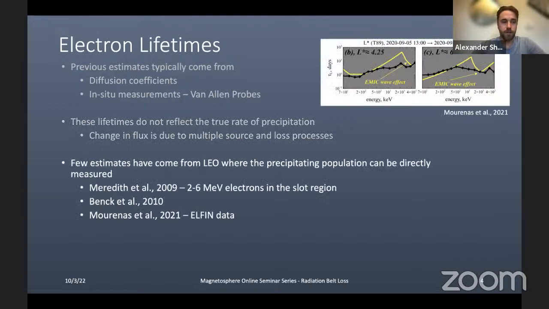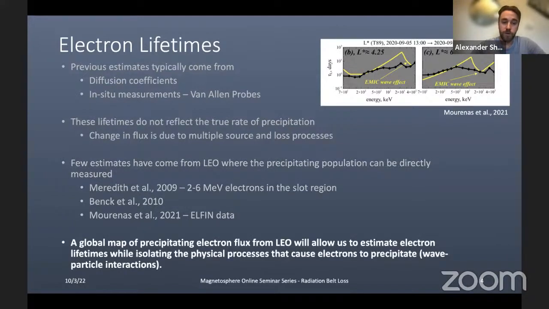And we've had few estimates from low Earth orbit where the precipitating population can be directly measured. There have been some studies using SAMPEX and DEMETER data. Recently with ELFIN, a really cool data set, showing in the top right is a comparison of lifetimes calculated from the ELFIN data set compared to theory for EMIC waves.